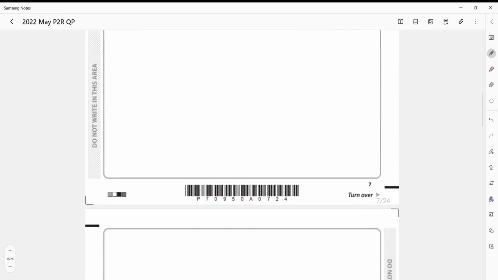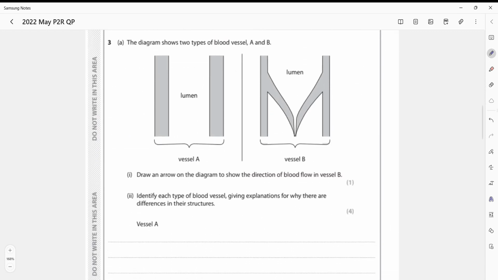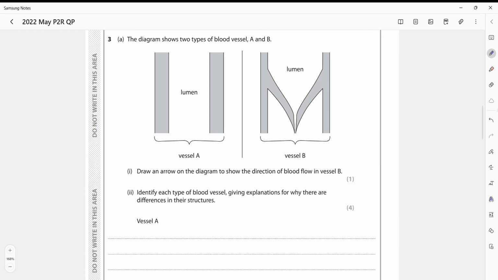Okay, let's move on to question 3. The diagram shows two types of blood vessels, A and B. Draw an arrow on the diagram to show the direction of blood flow in vessel B. So let's identify the blood vessels first. Vessel A is the artery, and blood vessel B is the vein.